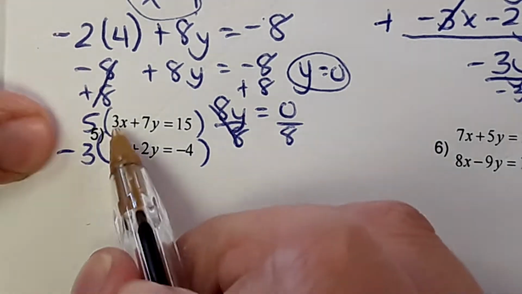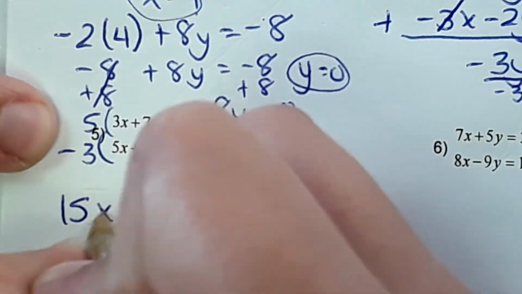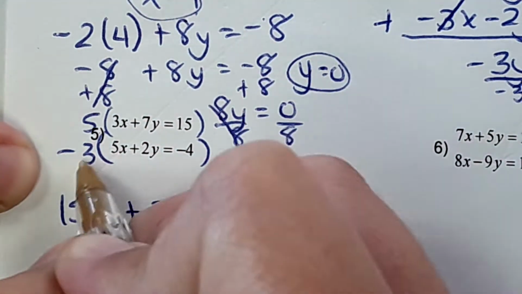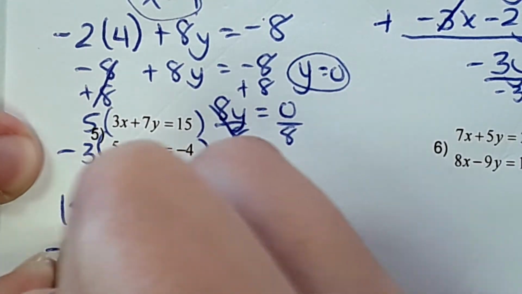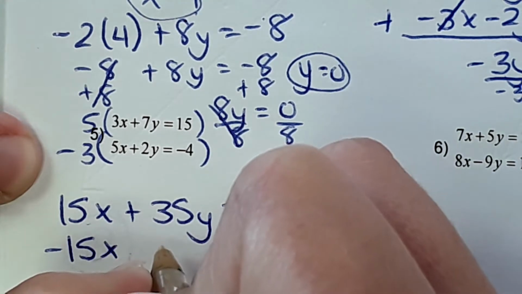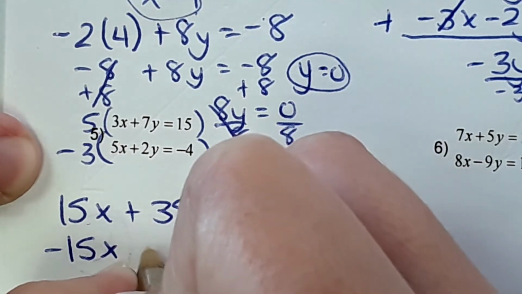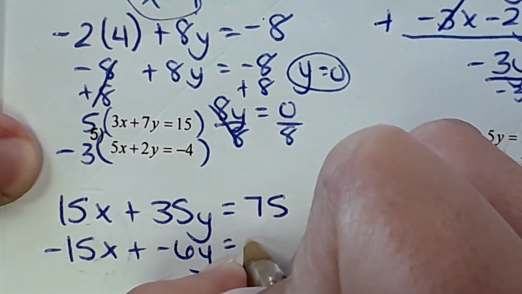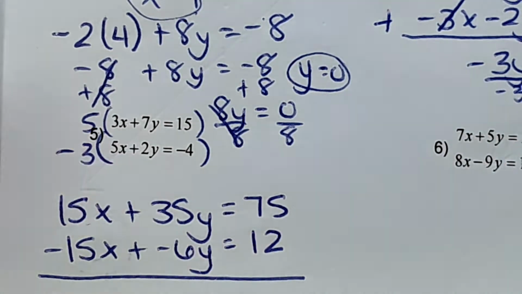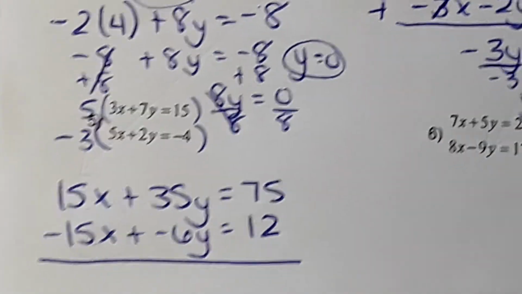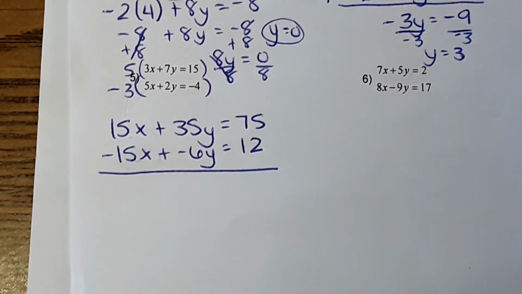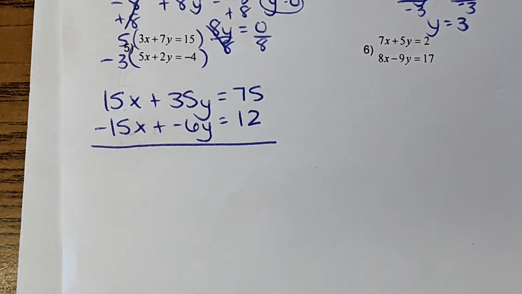So I'm going to multiply everything here by 5 to get 15x plus 35y. And then multiply all this by negative 3. Can you also multiply by 2 and 7? You could, yes. Well, 2 and negative 7, like one would have to be negative.